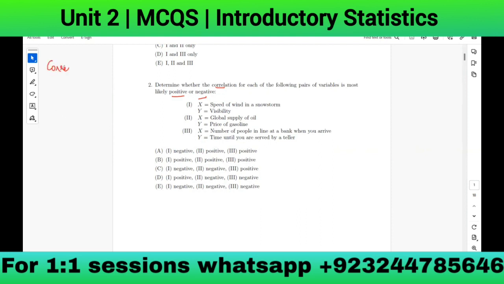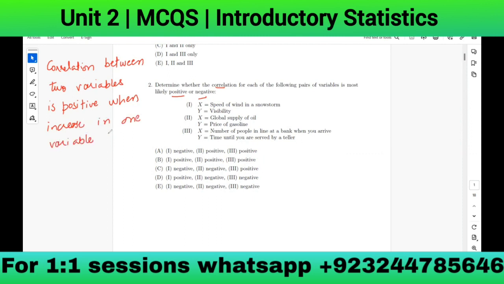The points I'm writing are really very important. They will be helpful in multiple choice questions and other practice questions both. So you must write down somewhere: correlation between two variables is positive when an increase in one variable results in an increase in the other.